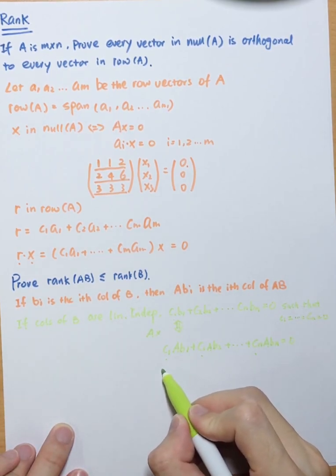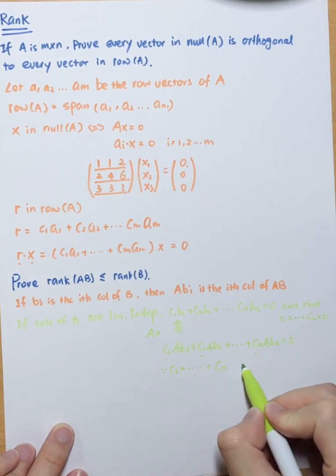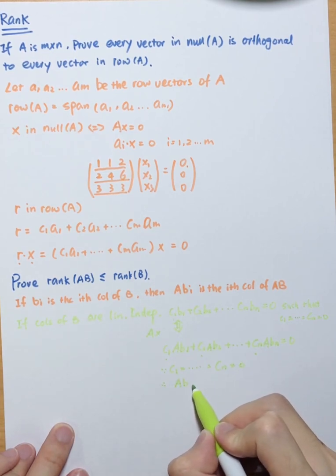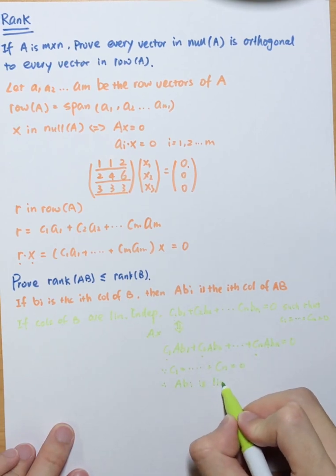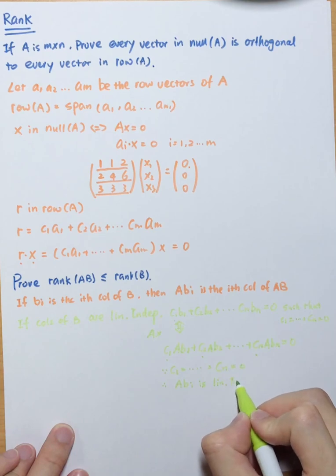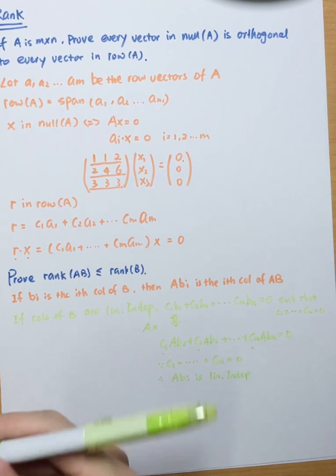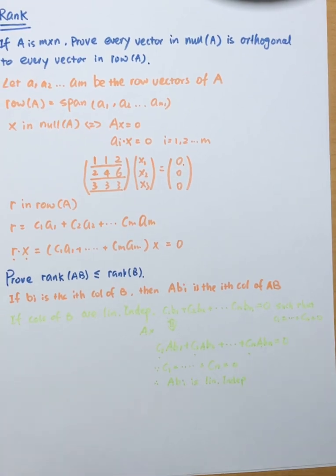So because C1 through Cn are still equal to 0, Abi is also linearly independent. Okay, so it's still linearly independent. The columns of AB are linearly independent, right? Then we can make some sort of conclusion here.